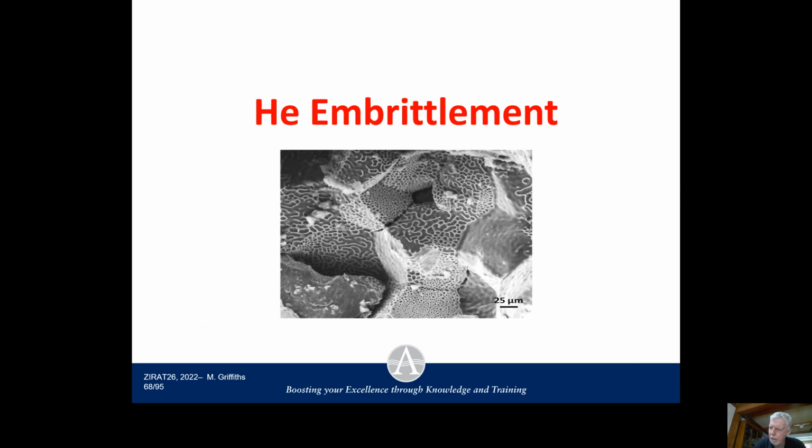Okay, so now we're going to move on to helium embrittlement. Here's an example of helium embrittlement in Inconel 600. You can see the little mesh here of lines, which are essentially where the dark blotches are where helium bubbles were.